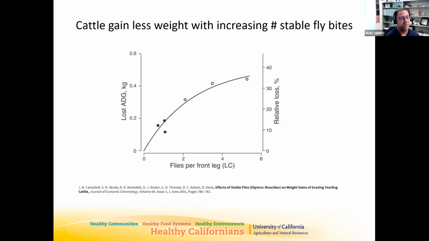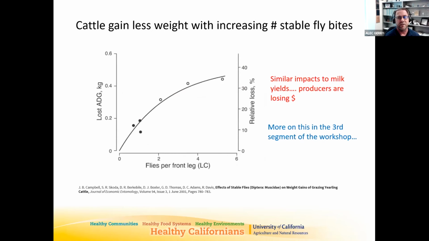Economically, stable flies are a problem for producers because as the stable fly numbers increase, again here on the x-axis, we see a loss in value, a loss in dollars, and that's for weight gains, but it's a similar result for milk yields. So we would expect milk yields to also be reduced, and therefore producers are losing money. There's going to be more discussion on this in the 3rd segment of the workshop, so I won't discuss this any further in this section either.